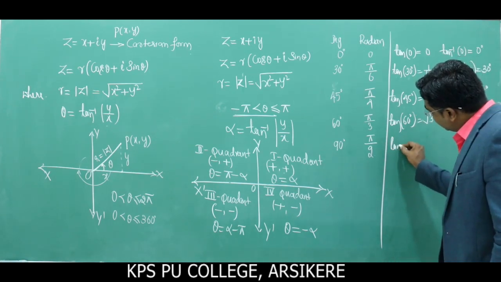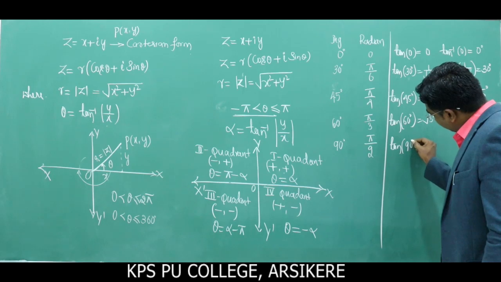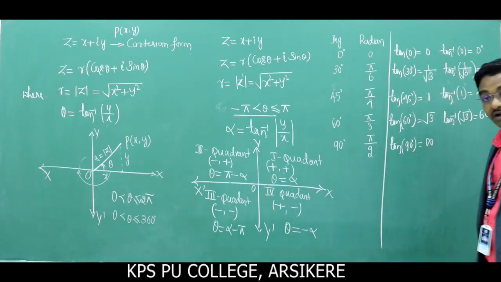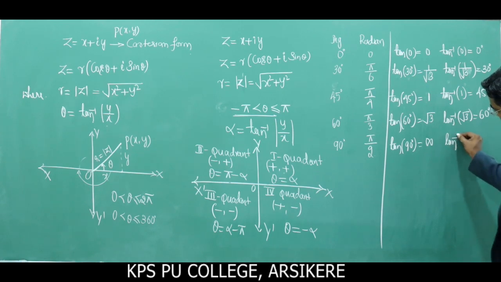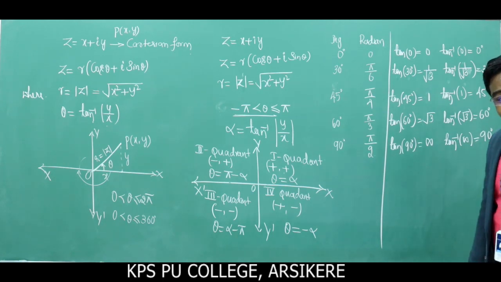So tan of 90 degree. Now, tan of 90 degree is equal to infinity, isn't it? Undefined. Then tan inverse of infinity reduces to 90 degree.